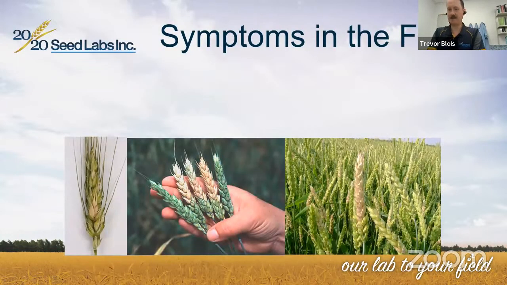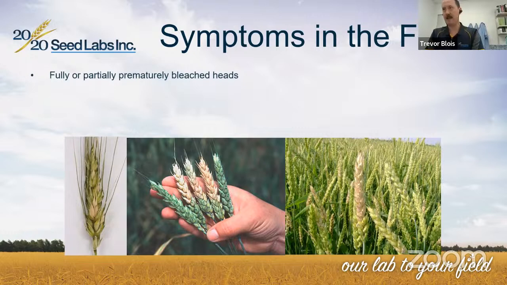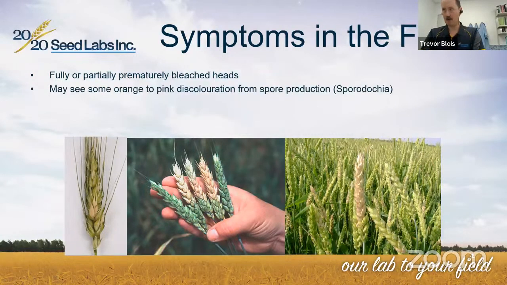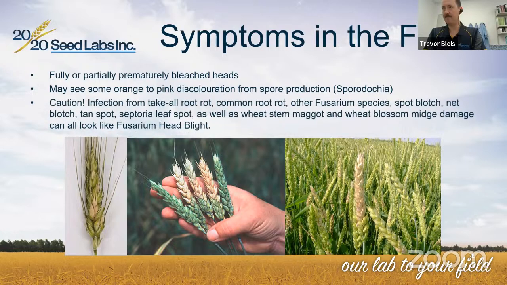So in the field, this is what it looks like. You've got prematurely bleached heads. Often it starts kind of in the middle and spreads out from there. You'll see that orange to pink discoloration possibly, which are those asexual spores, the sporodochia that are forming, that's able to spread throughout the rest of the plant and infect the stem for future years.